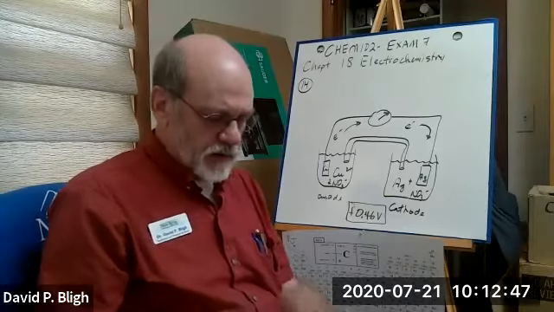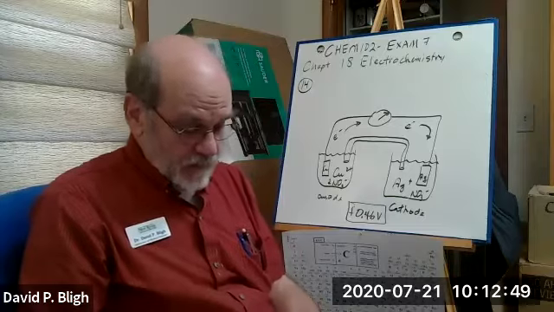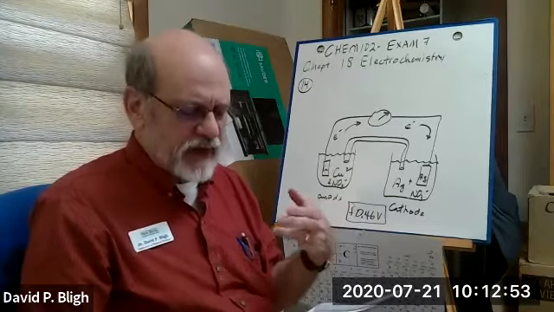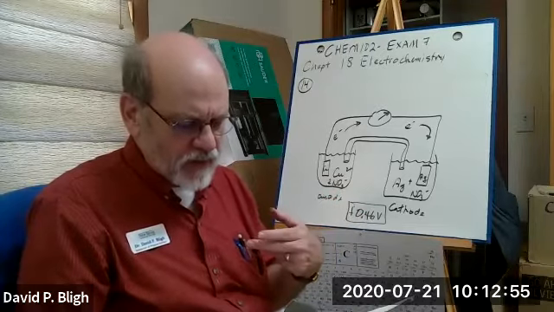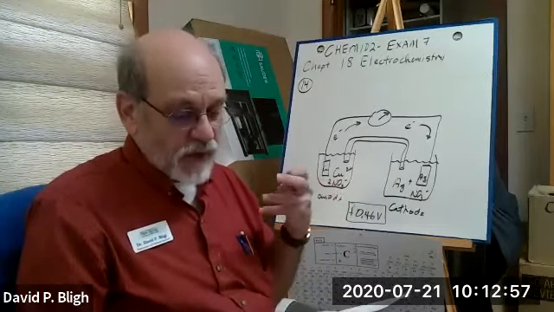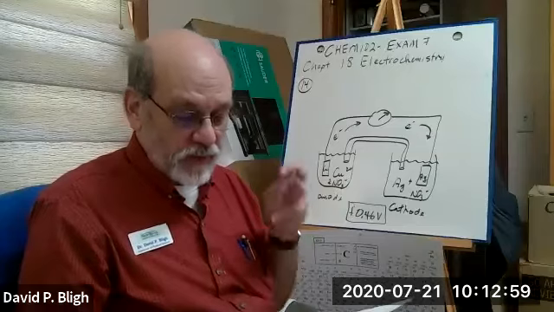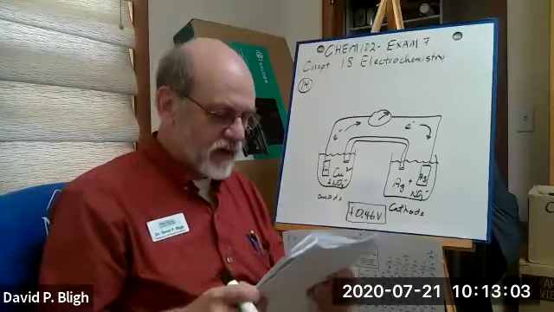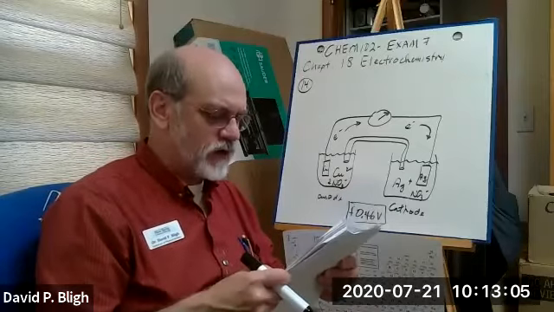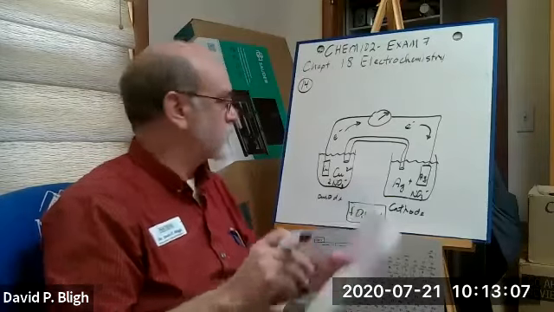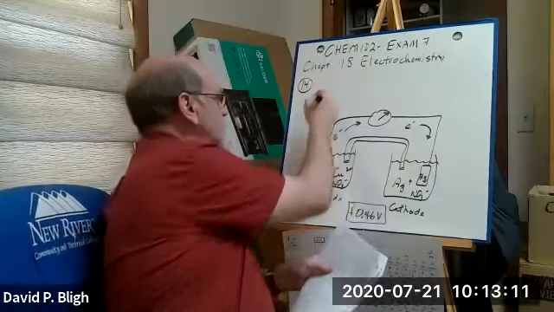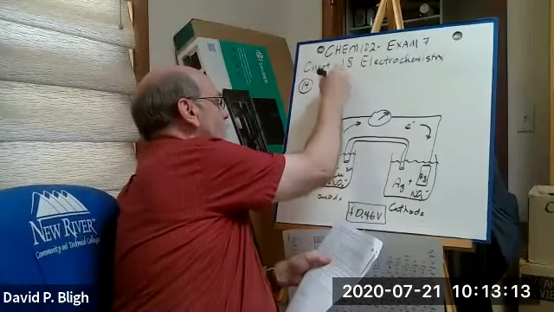Okay, so which one's false? Let's see, test taking technique. Are there any here that say 2 of the above, none of the above, all of the above? No. So we only have to find the one that's false, and when we find it, we can stop. So how about A? Electrons flow in the external circuit from the copper electrode to the silver electrode. That's true. So A is true.